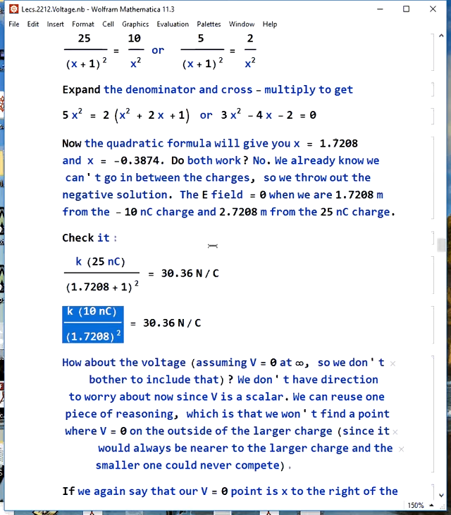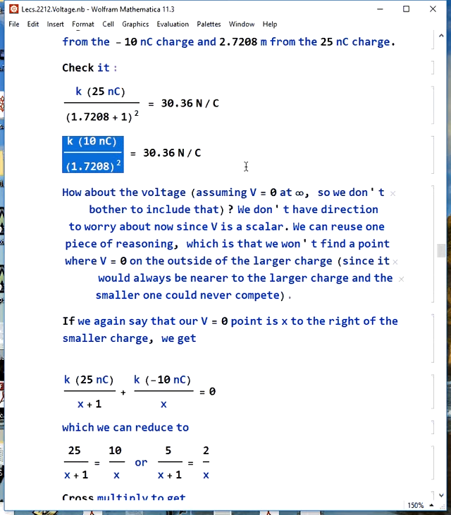What about the voltage? If we assume V equals 0 at infinity, and of course the electric field will also be 0 at infinity, but on the test problems I tell you, ignore positive and negative infinity because we know we have zeros there and they're not interesting. So if we assume V equals 0 at infinity, now we don't have to worry about direction, since V is a scalar.